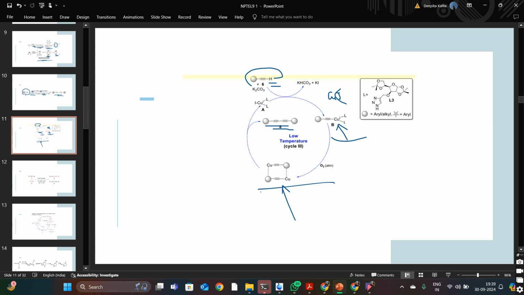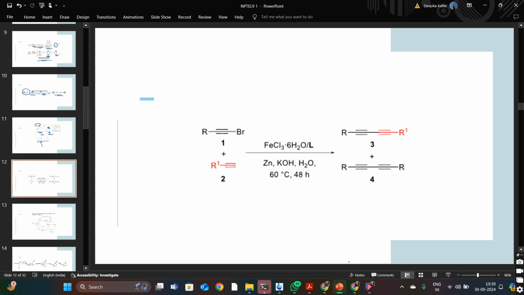I hope this is clear. Next up, we have another example of Glaser coupling, but this one is a little more complex. Okay, and also this is not using any copper, rather it is actually using iron and zinc this time. Okay, so most of the Glaser couplings and Hay couplings, Hay means heteroalkyne coupling, okay, so Glaser or Hay coupling, most of them are carried out in presence of copper catalysts. Okay, but this particular example, which is an exception, is being carried out in presence of iron and zinc metals.